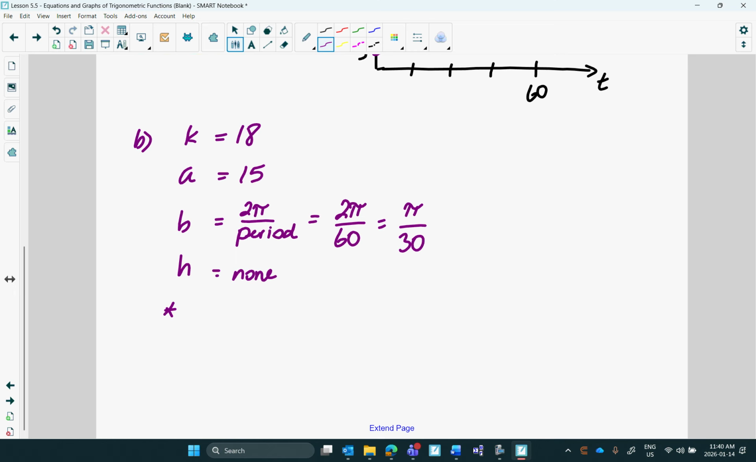But what do you notice about the graph? It's flipped. Which one, sine or cos? It's a flipped cos, which means A not only is 15, but it's negative.